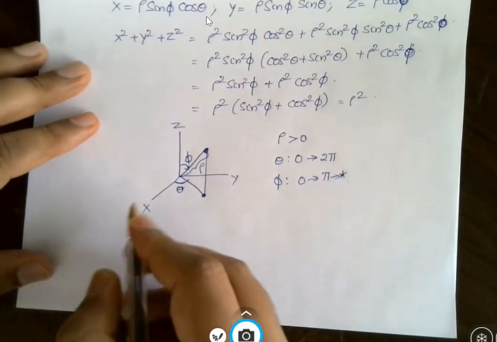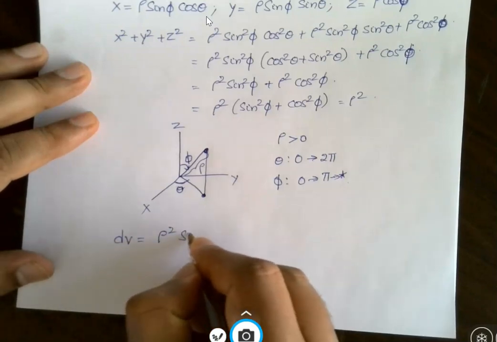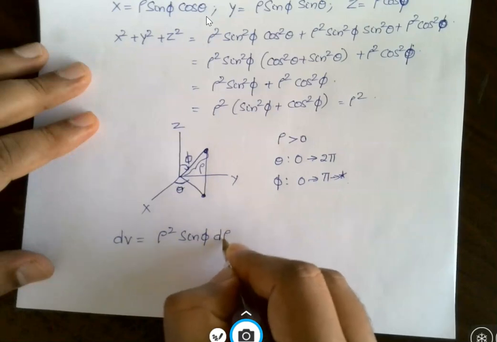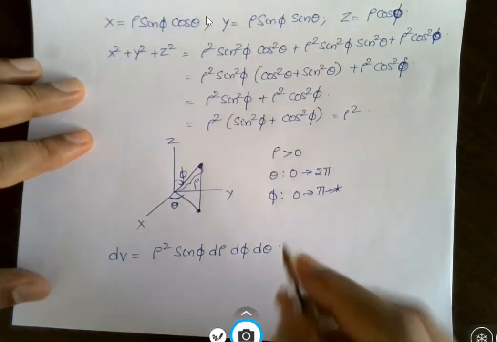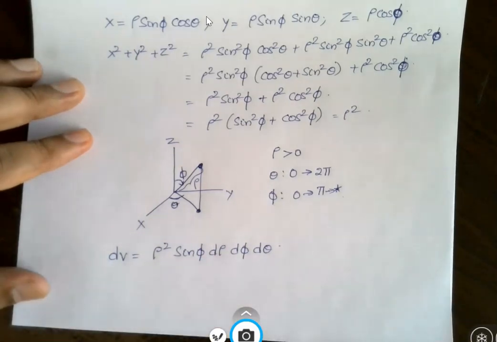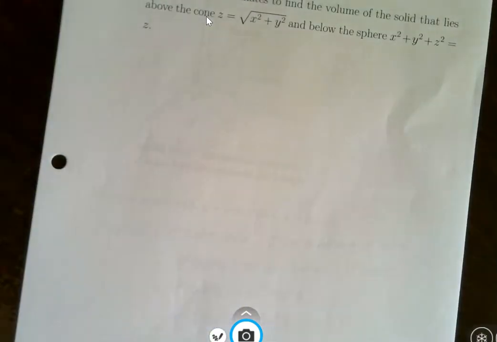And when you integrate, you want to replace dV by rho squared sine phi d rho d phi d theta. Why is that? Because of the change of variables. How you evaluate that is coming up in future sections. Now let's take a problem and work on it.